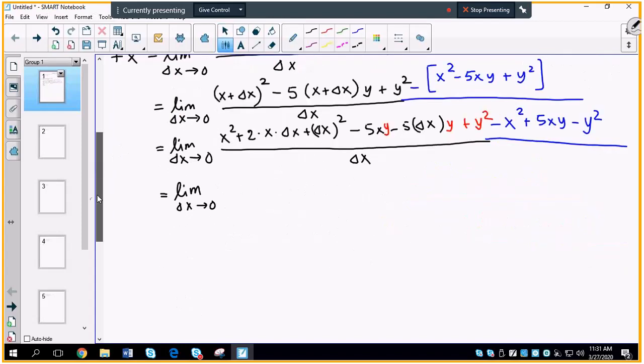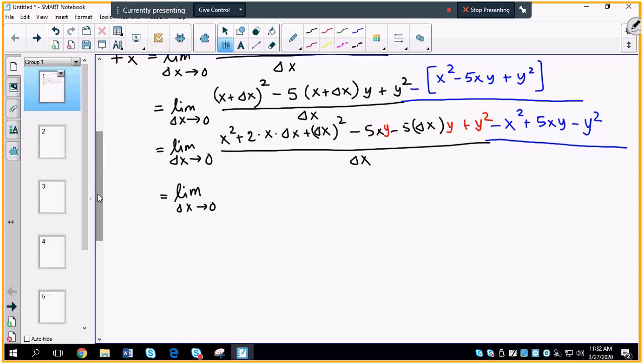Okay, so now it is going to help me cancel a bunch of terms. As you can imagine, positive x squared and negative x squared cancel. I have 2 times x times delta x, I cannot do anything with that. I cannot do anything with delta x whole to the power 2. But the negative 5xy and positive 5xy are cancelled. I have to keep the minus 5 delta x times y term, but the y squared terms are cancelled again. And this thing is on top of delta x.